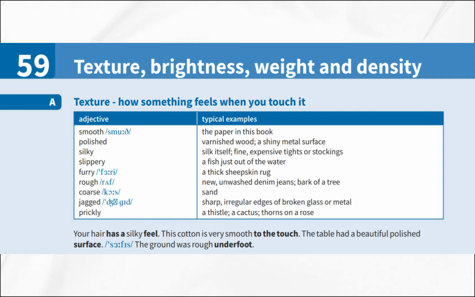Rough, for example, new unwashed denim jeans or the bark of a tree. Coarse, for example, sand. Jagged, for example, sharp, irregular edges of broken glass or metal. Prickly, for example, a thistle, a cactus, or thorns on a rose. Here are some examples in sentences. Your hair has a silky feel. This cotton is very smooth to the touch. The table had a beautiful polished surface. The ground was rough underfoot.